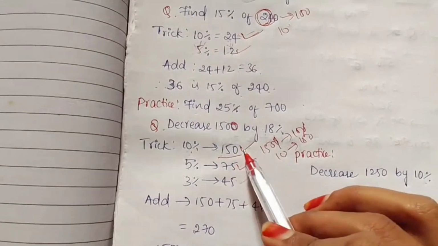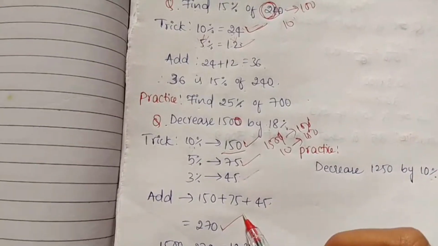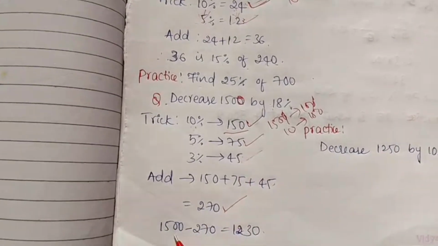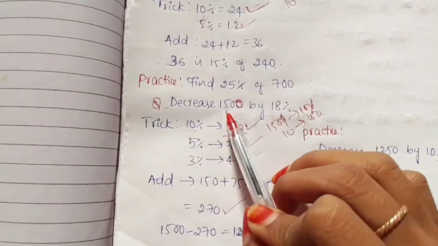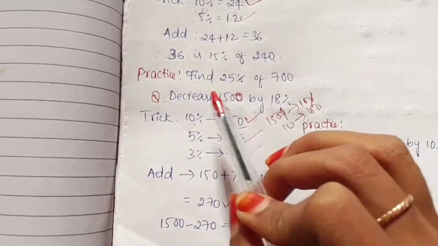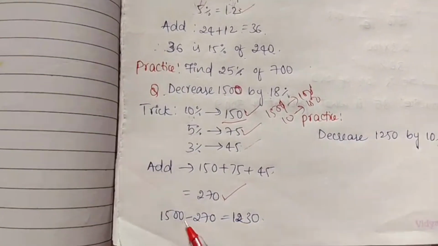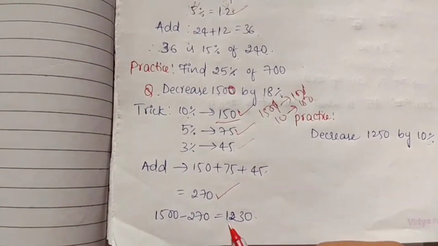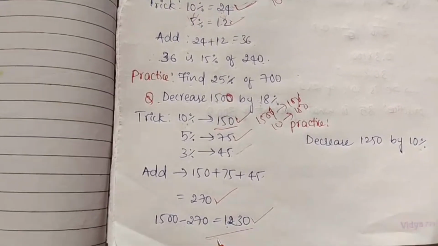Add these three: 150, 75 and 45. You will get 270. This is the 18% of 1500 and they have told to decrease it. When we decrease that, 1500 minus 270, we will get 1230. This is the final answer.